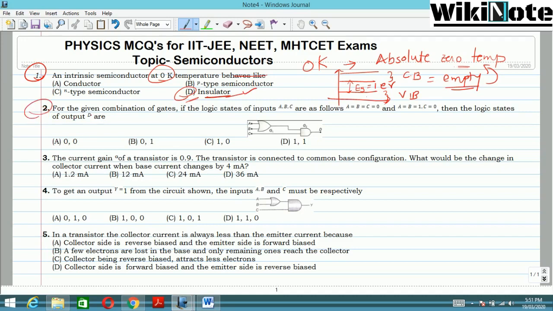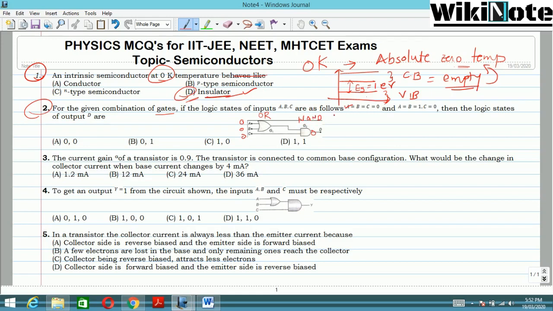I will cover the second question. For the given combination of gates, if the logic states of the inputs A, B, C are as follows: A, B, C are 0, so 3 inputs are 0, and A, B equal to 1 and C equal to 0. Then the logic states of output D are. First of all, you should be able to identify the gates. First is an OR gate. Keep in mind, my dear friends, check whether any bubble is present or not over there. I can see a small bubble over here, and if it is not visible, make a bubble over here. So this gate is your NAND gate.